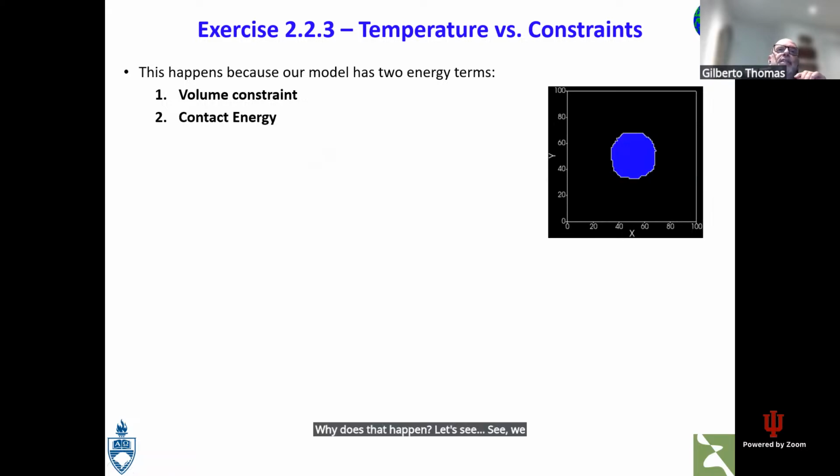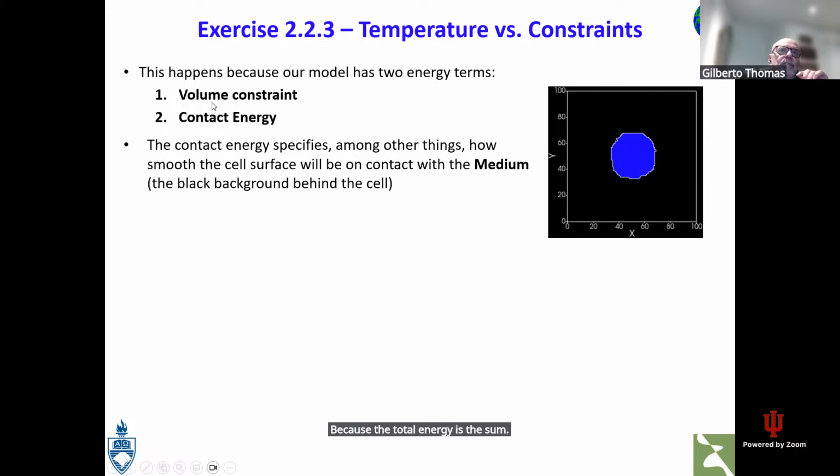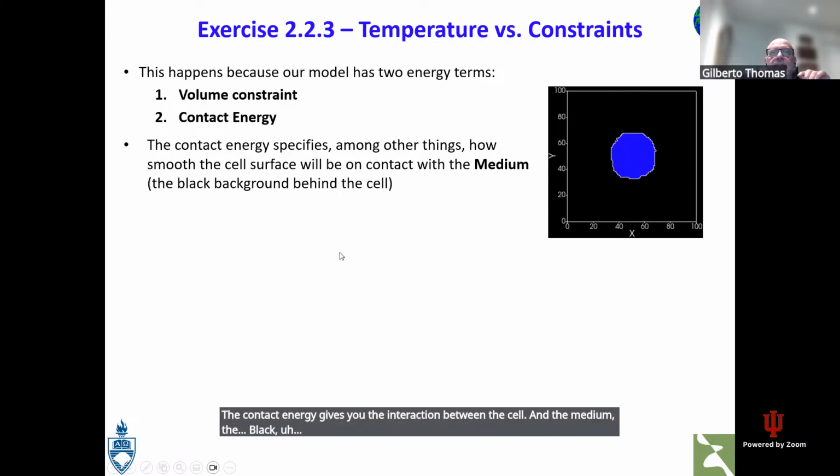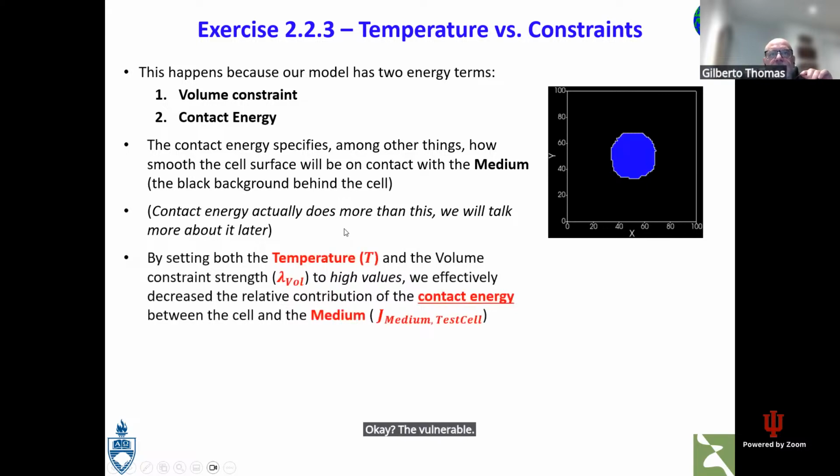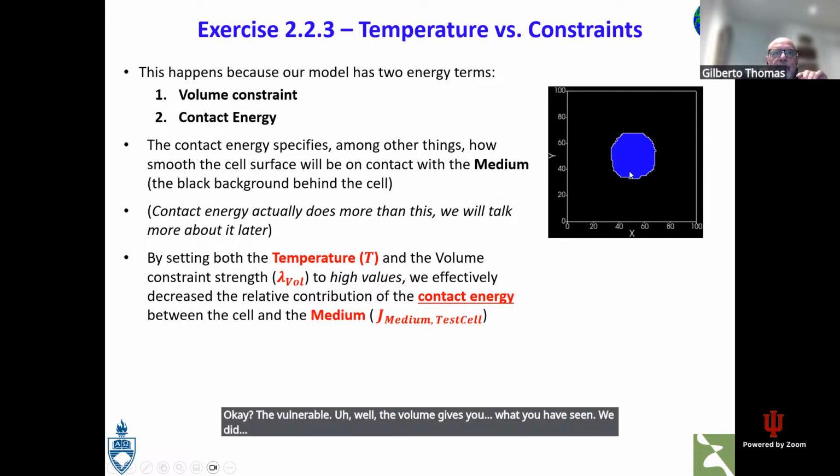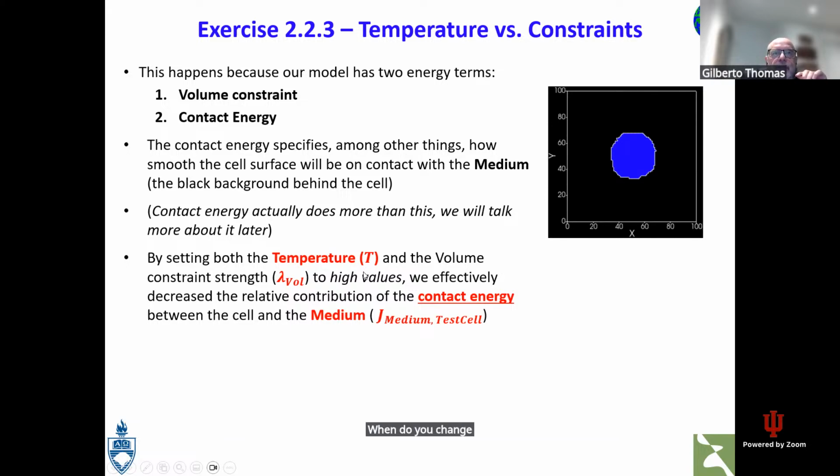We have two competing terms for now. Remember, we put to zero the surface and the length, but we still have the contact besides the volume term. So both terms compete because the total energy is the sum of those two energy terms. The contact energy gives you the interaction between the cell and the medium, the black background. The volume gives you what we have seen, the size of the cell. When we change the temperature, we are messing only with the volume energy, the volume constraint.